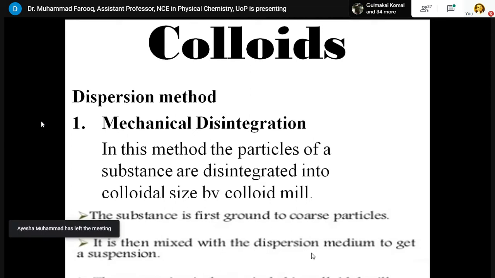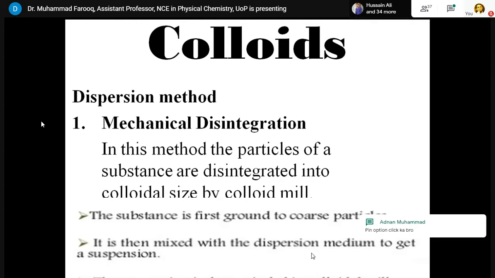So what happens in dispersion by mechanical disintegration? The suspension, not the true solution, is passed through a colloidal mill where the particles are disintegrated and made small in size, so we get the colloidal solution. In this method, the particles of a substance are disintegrated into colloidal size using a colloidal mill. A special type of mill is used.